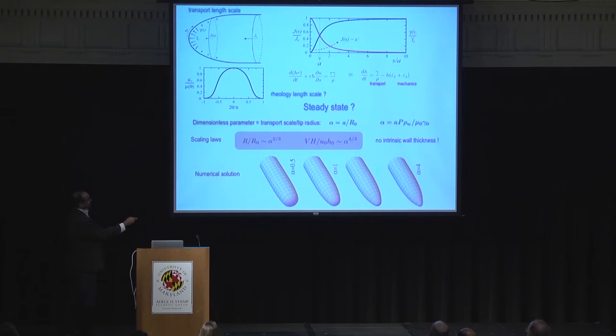And as a function of just this single parameter, you can see how there is a variation in shape. You can get blunt tubes, you can get sharp, narrow tubes, all as a function of just the single parameter alpha, which is, if you like, a ratio of a transport length scale to a mechanical length scale. Okay, so what can we say about this?